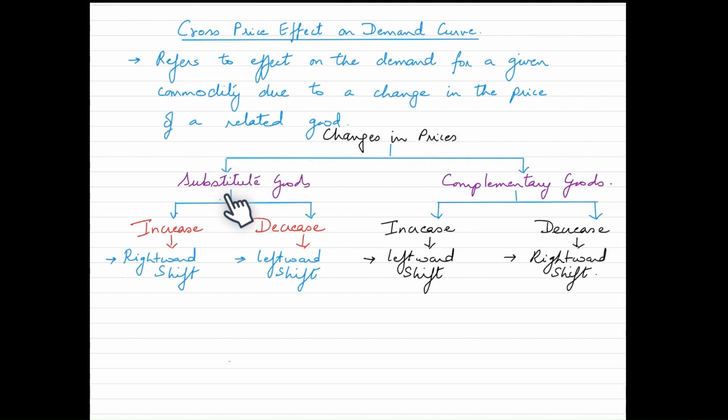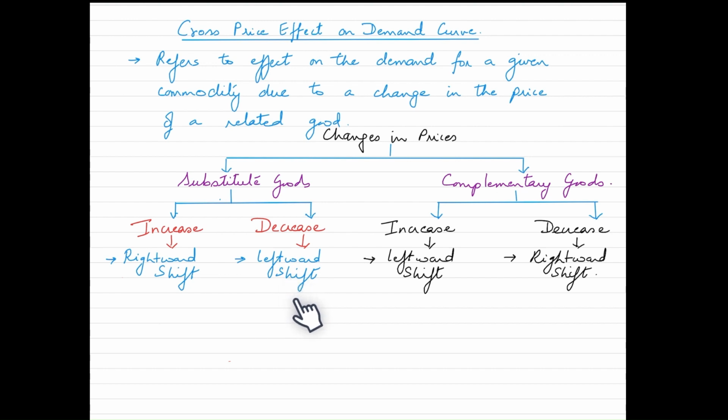In case of substitute goods, when the price increases, you would see a rightward shift in the demand curve, indicating that the demand for the main commodity is increasing. When the price of a substitute good falls, you would see a leftward shift in the demand curve, indicating that the demand for the main commodity has decreased, and that's why the demand curve is shifting to the left. How these diagrams would look, you can take a look at the video that I have placed on YouTube.